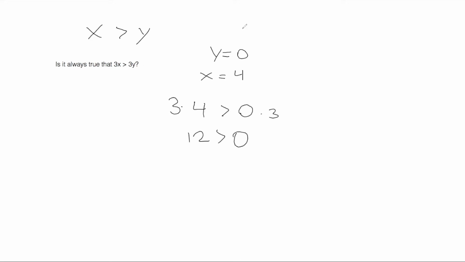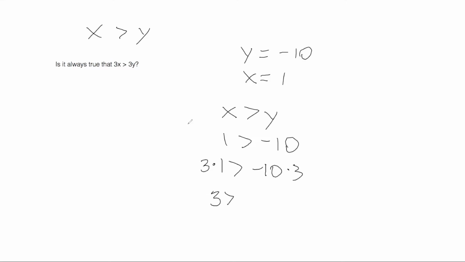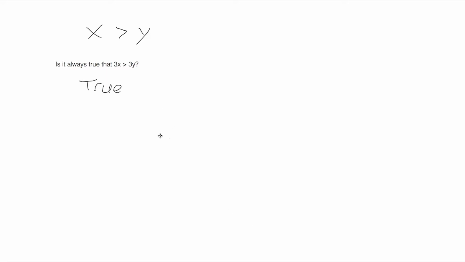Now let's maybe consider negatives as well. Let's say y is negative 10. Let's say x is 1. x is greater than y. 1 is greater than -10. So then we can see that 3x is still absolutely going to be greater than 3y. So yep, this is absolutely true. It's going to be true no matter what. Negative numbers, fractions, doesn't matter. It's always going to be true.